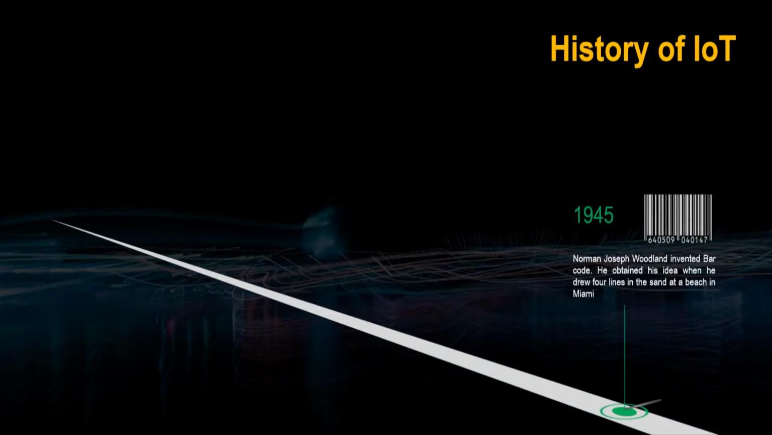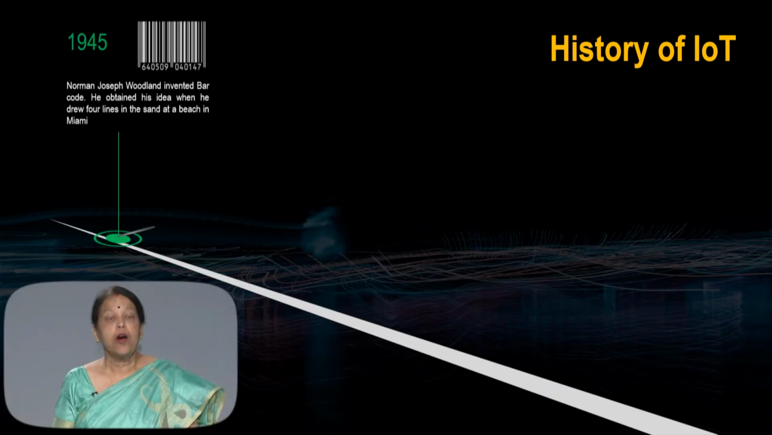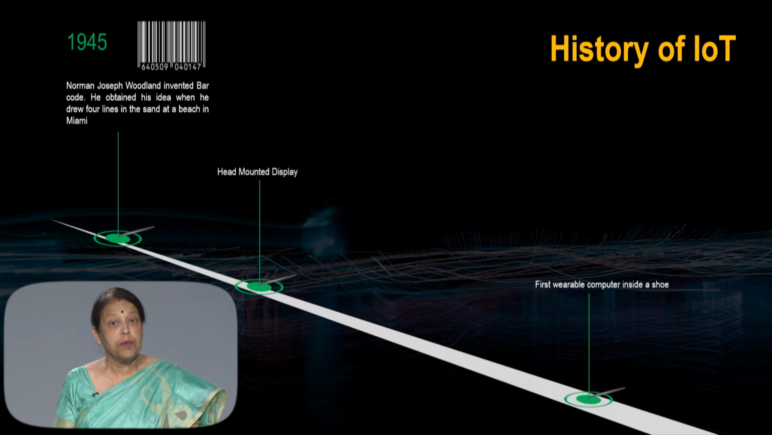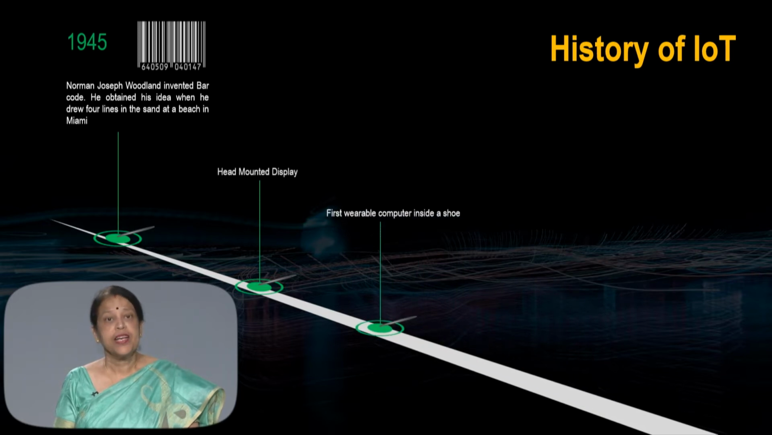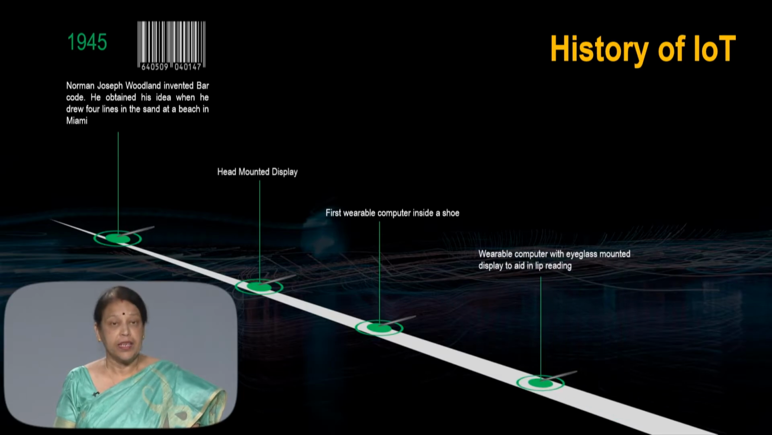If I start the history of IoT, it started in 1945 when Norman Joseph Woodland invented the barcode. He got his idea when he drew 4 lines in the sand at a beach in Miami. After that, many products were developed, like the head mounted display, the first wearable computer inside a shoe, as well as a wearable computer with an eyeglass mounted display to aid in lip reading, which is actually useful for disabled persons. All these products, you can say, were the starting of IoT.